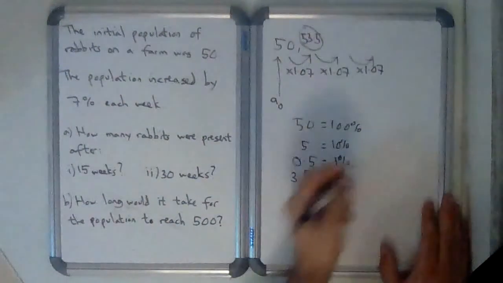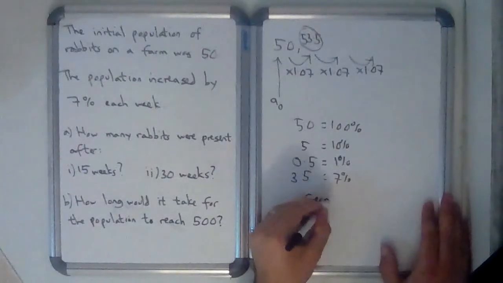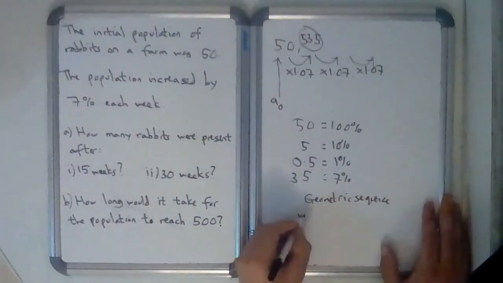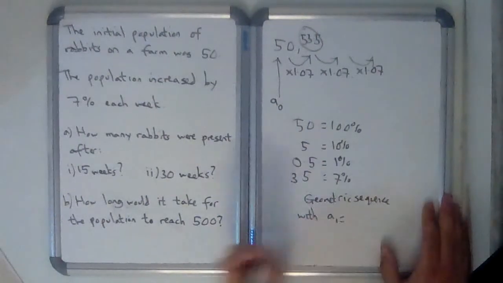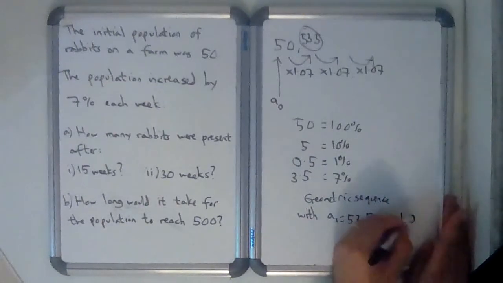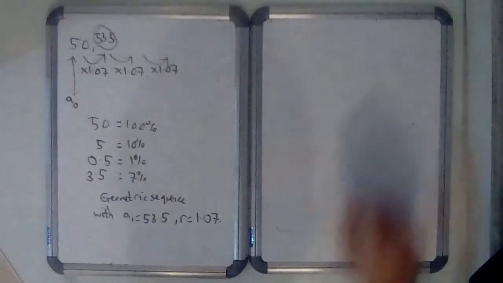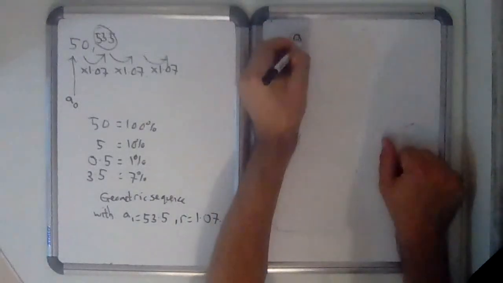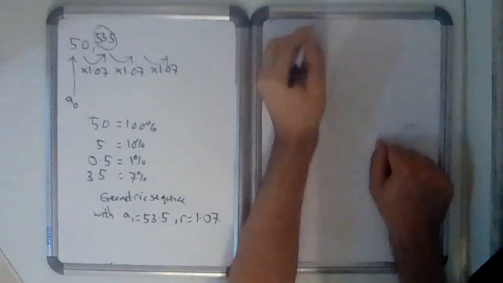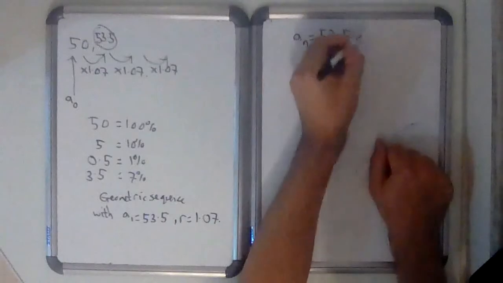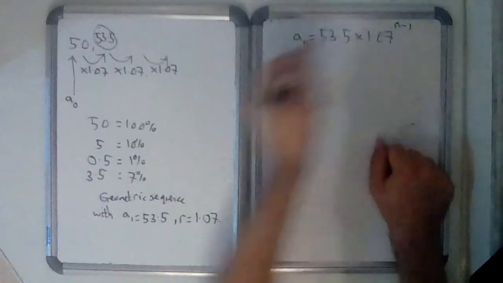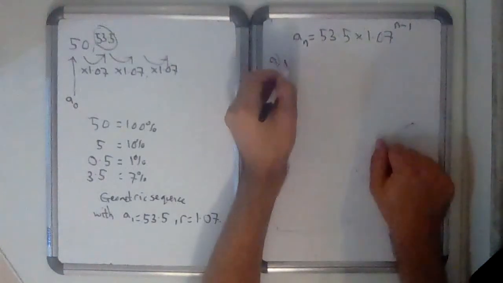So now you have a GP, or a geometric sequence, with A1 equals 53.5 and r equals 1.07. So for this sequence, you know that An, the number of rabbits in the population after n weeks, equals A1, 53.5, times r, 1.07, that's the multiplier, to the power n minus 1, with n being the week number. So now it should make the rest quite easy.